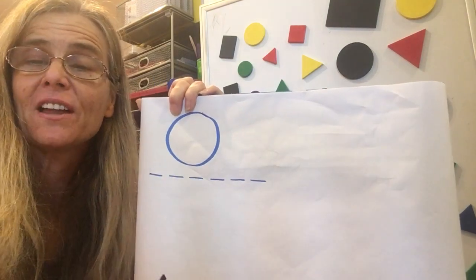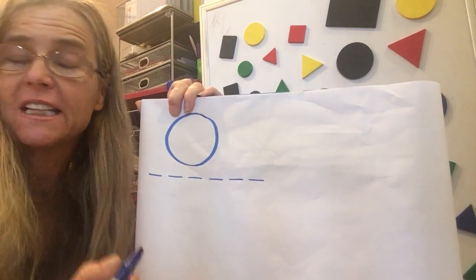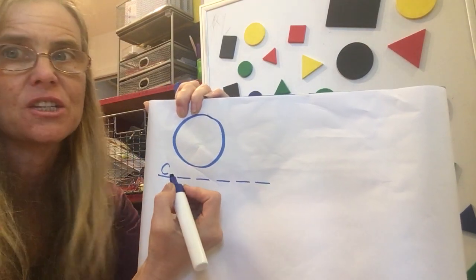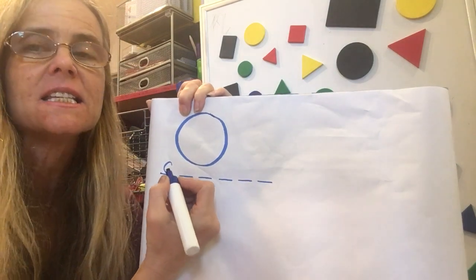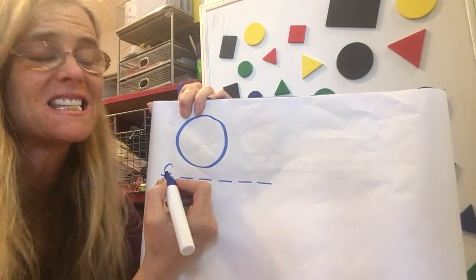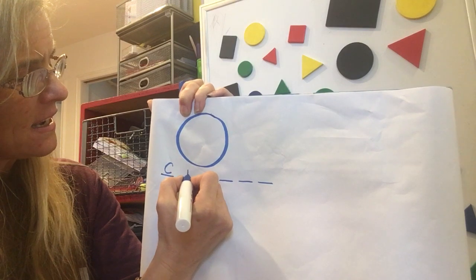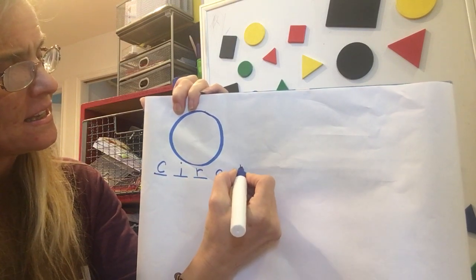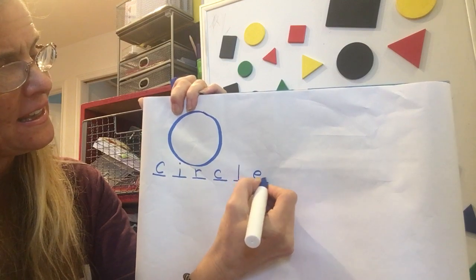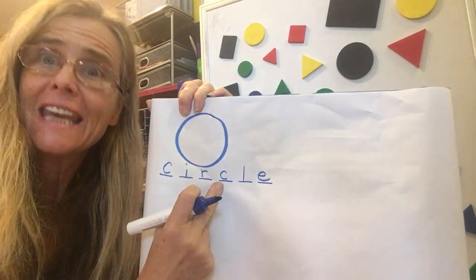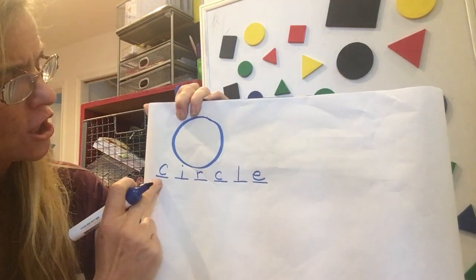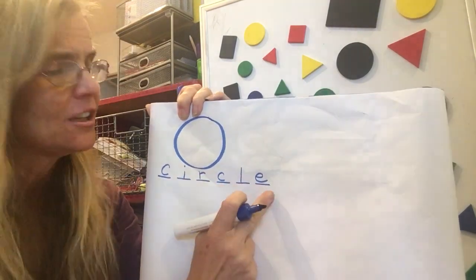Now I'm going to add the letters so it'll be easy for us to reference later when we need them. C. Now this is tricky because it sounded like Steeler, C steals S's sound. C, I, R, C, L, E. And here it's stealing K's sound in the same word. And this is the G of girl. Circle.